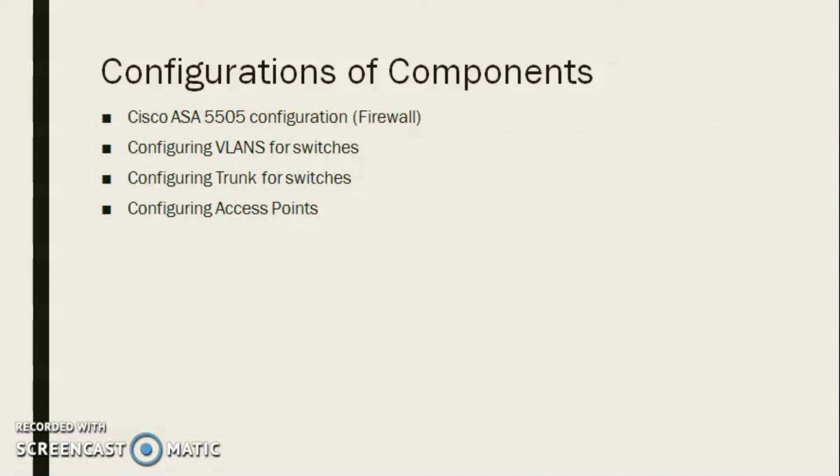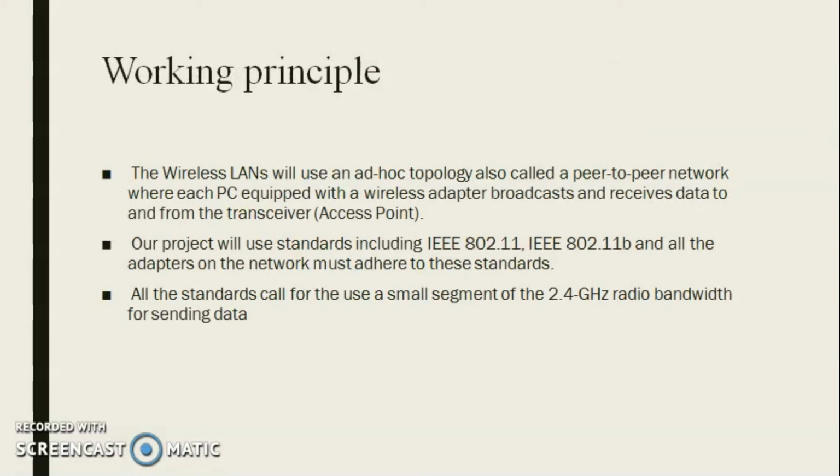So let's talk about the working principle. For the wireless LANs, we have used the ad hoc topology, which is also called a peer-to-peer network, where each PC equipped with a wireless adapter broadcasts and receives data to and from the transceiver, also the access point, within 300 feet. And we have used multiple access points for a seamless network, so that users can roam freely without any interruption in the network.